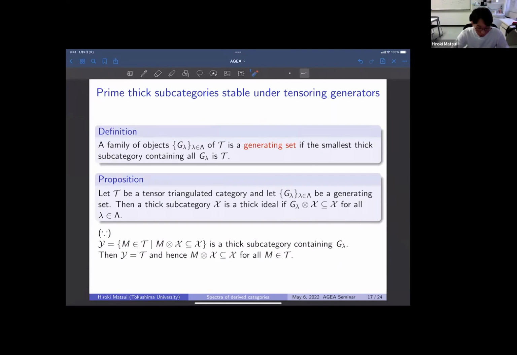Okay, now let us recall one notation. Let T be a triangulated category. We say that a family of objects G_lambda is a generating set if the smallest subcategory containing all of G_lambda is equal to T. So if X is a thick subcategory containing G_lambda, then X must be equal to T. This is the definition of generating set.